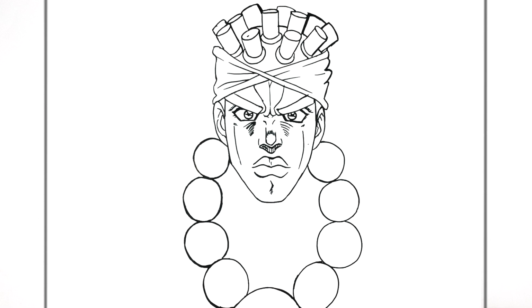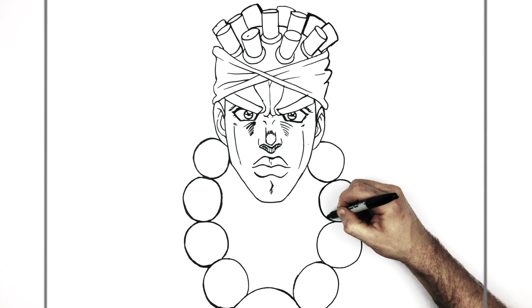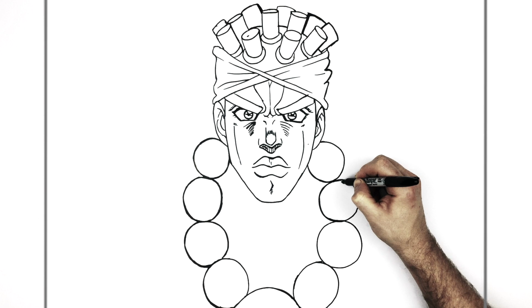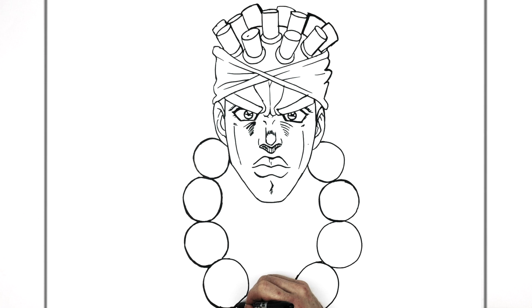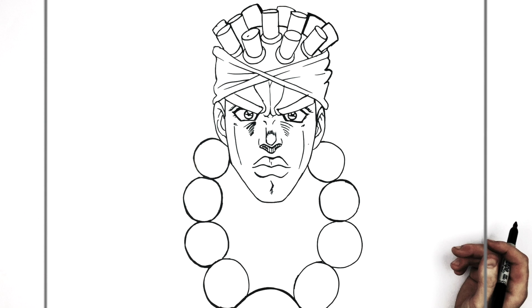So again, if you had something circular that you could draw around to do these, it would help you out a lot, because it is pretty tricky to draw freehand circles. Compass would be the ideal thing, or one of those rulers that has circles of different sizes in it and stuff like that. But that's the basic idea.